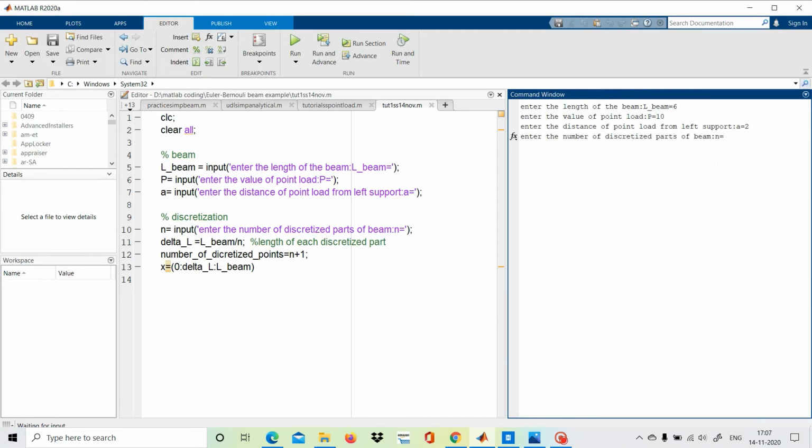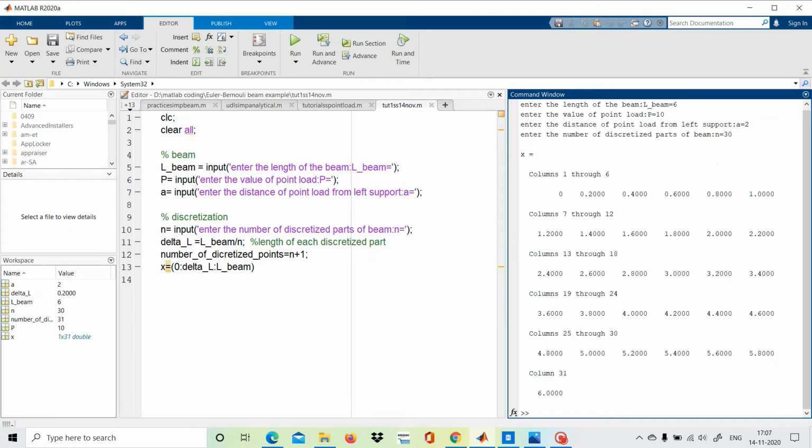Enter the number of discretized parts of the beam, n equals to what? How many do we want? Suppose we want 30 parts for discretization of the beam. So x is equals to 0, 0.2, and so on. It is shown row-wise.